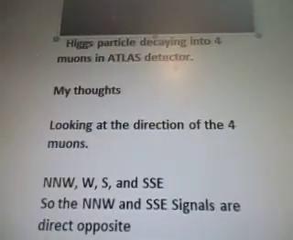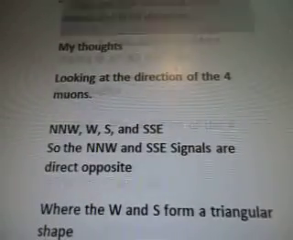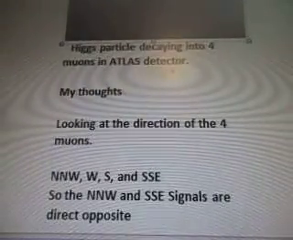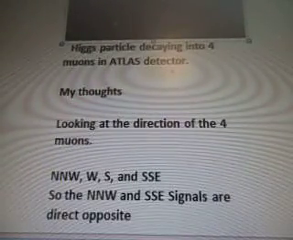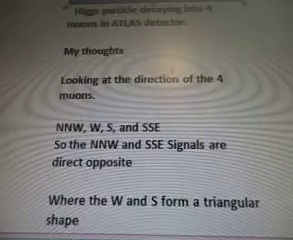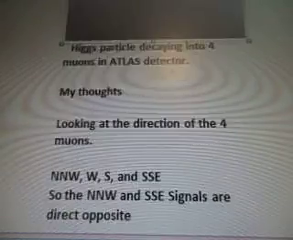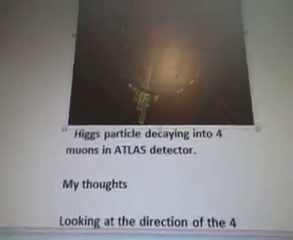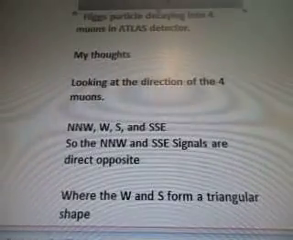Okay, my thoughts. Looking at the direction of the 4 muons, see the 4 lines, the red lines? That's what I'm talking about, those 4 directions there. So looking at the direction of the 4 muons, we have north-northwest, west-south, and south-southeast. So the north-northwest and south-southeast signals are directly opposite. That would be these two here. They're in direct opposite line if you line them up.